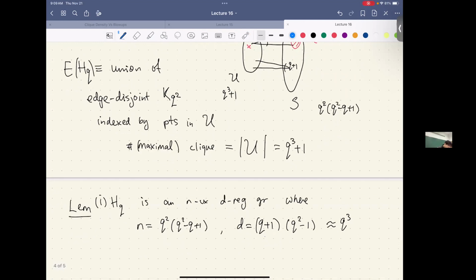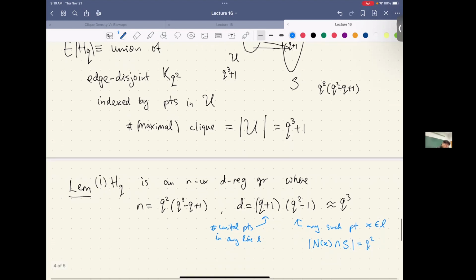Let me write down the proof. This is the number of unital points in any line L. And then for any such point x in L, the neighborhood of x intersect S is q squared. Then you have to minus the line itself. That's q squared minus 1.